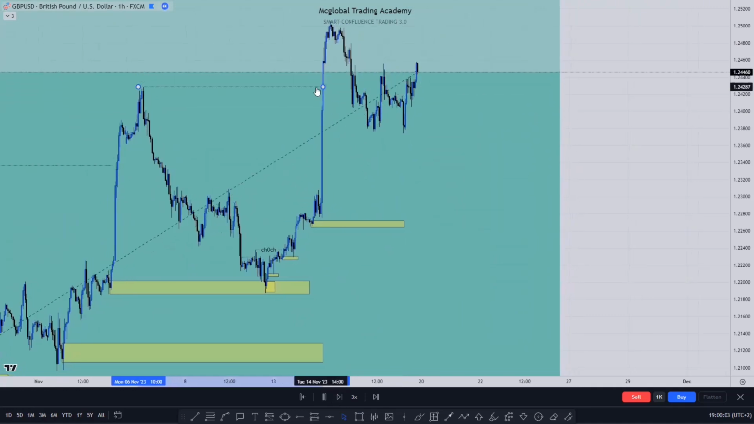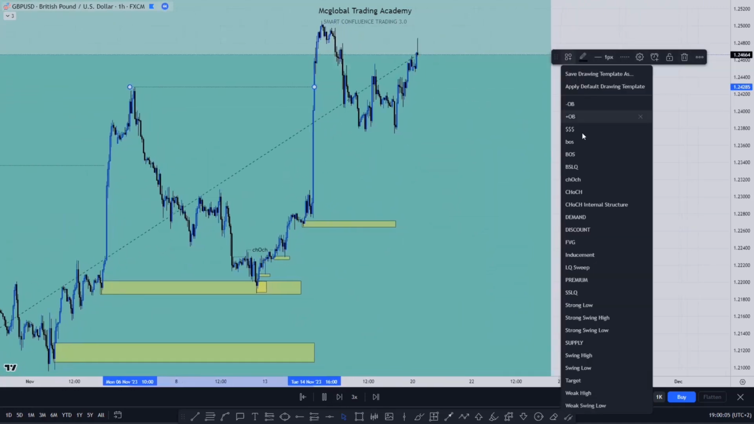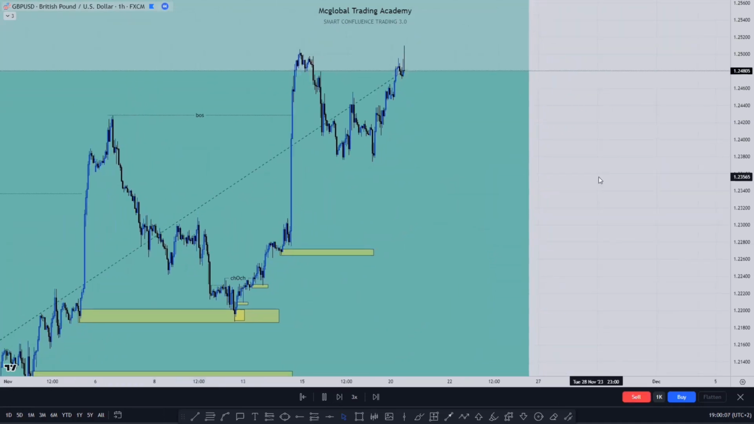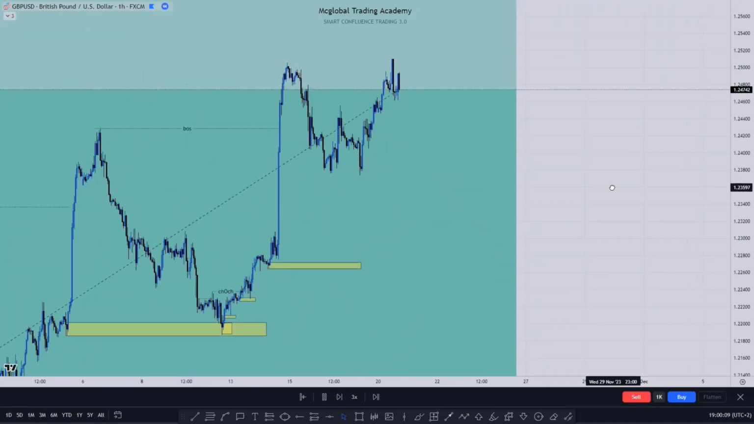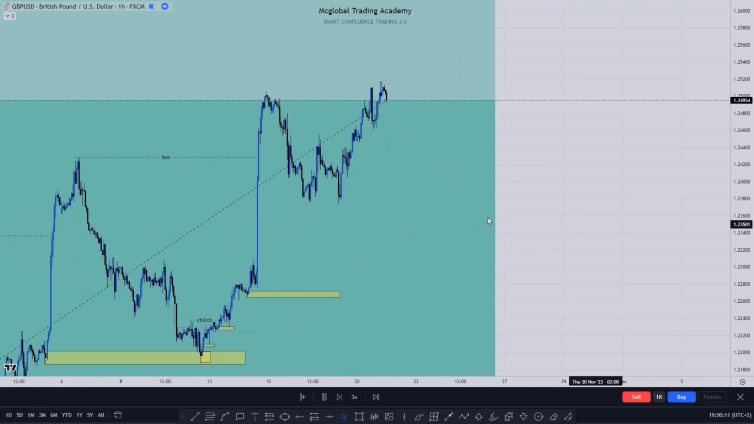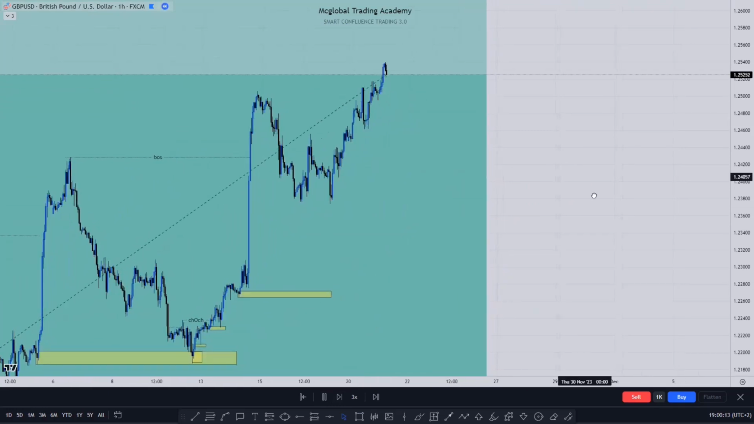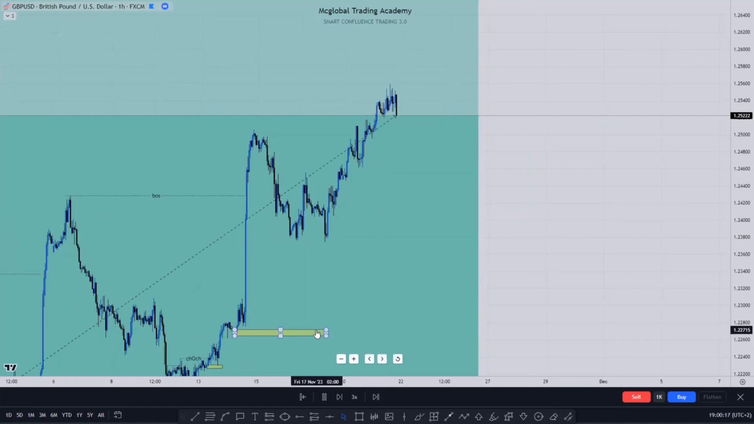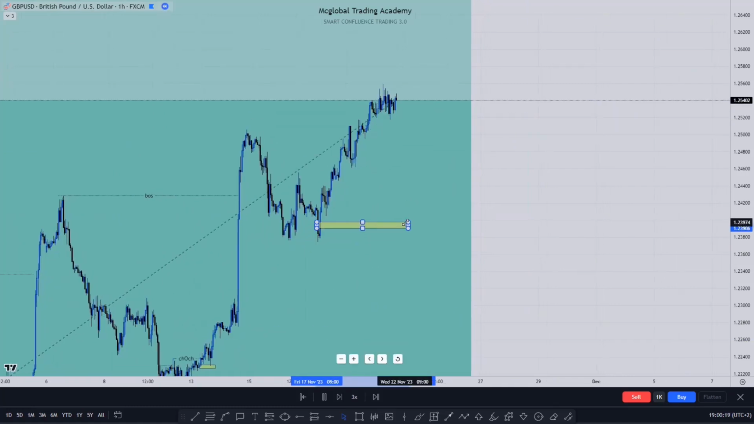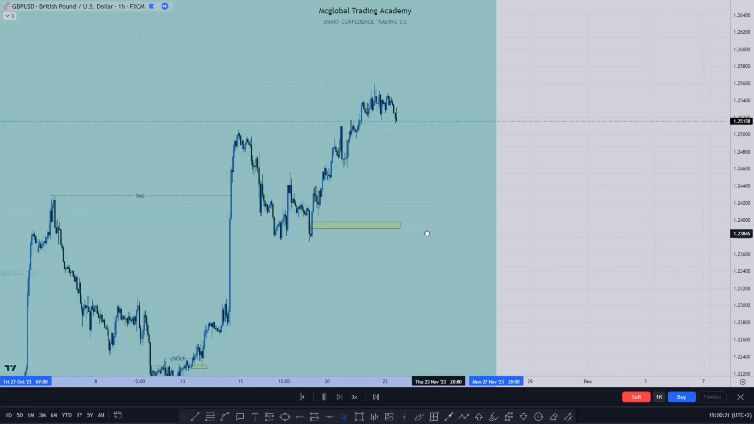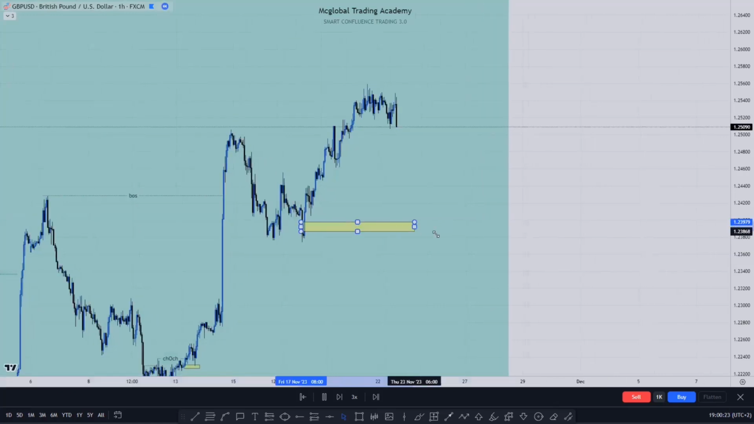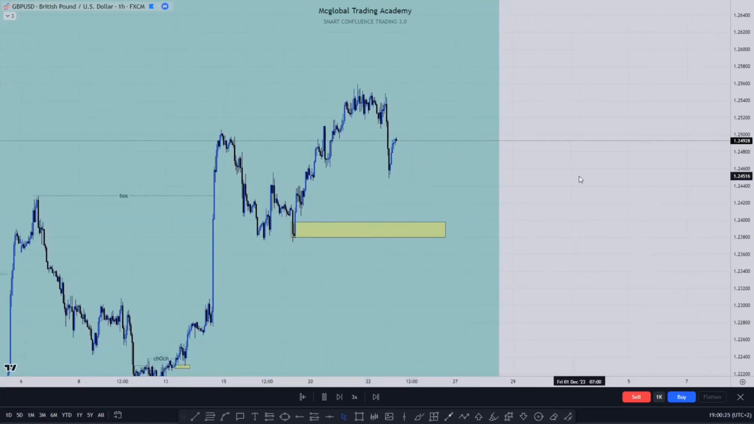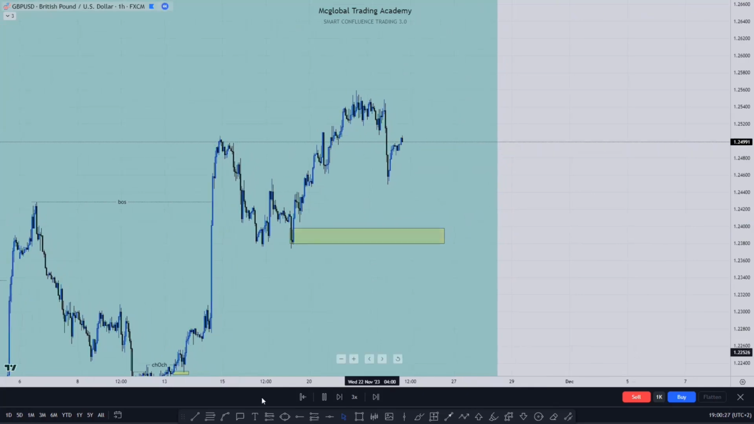This was a simple break of structure there. Then here, that's not really a break of structure as yet. So you see that it kept on going and going. So how you maximize is by simply following order flow.